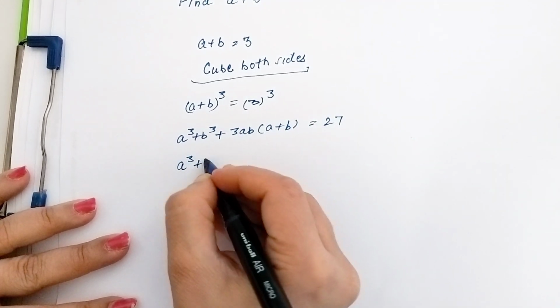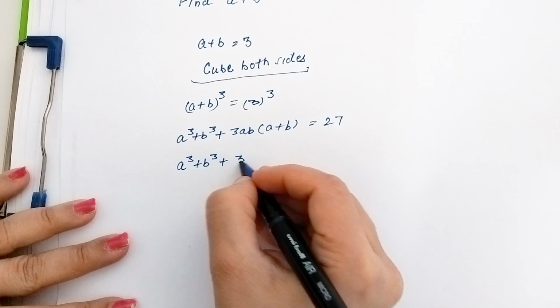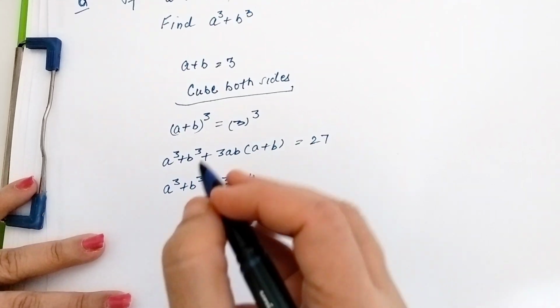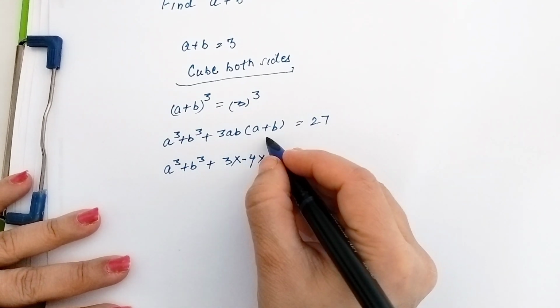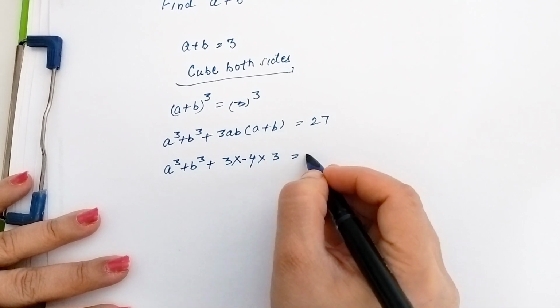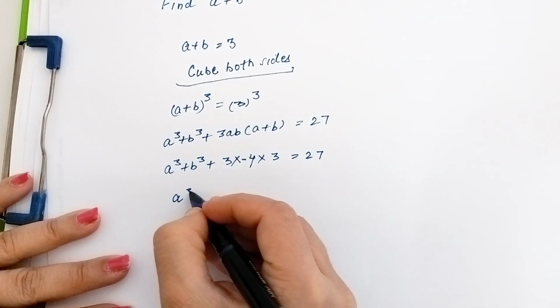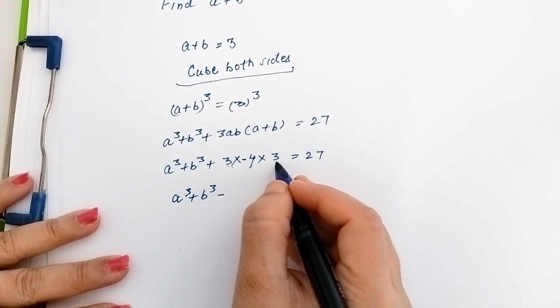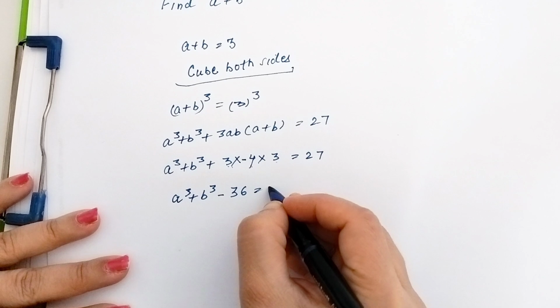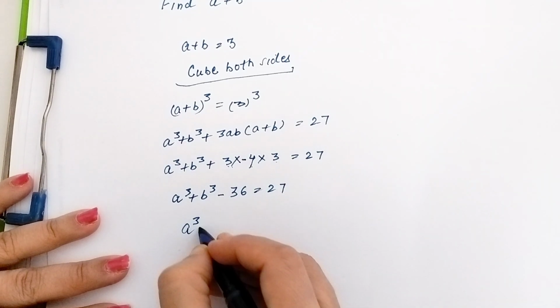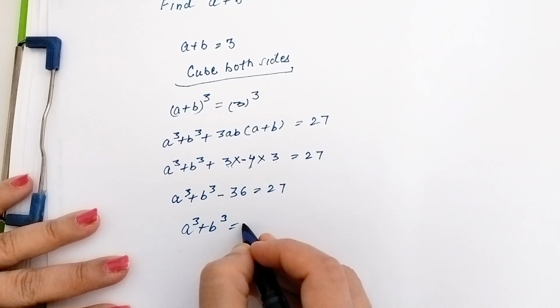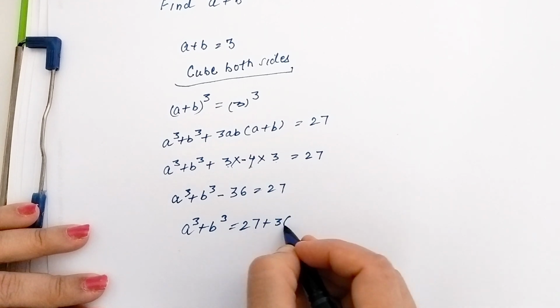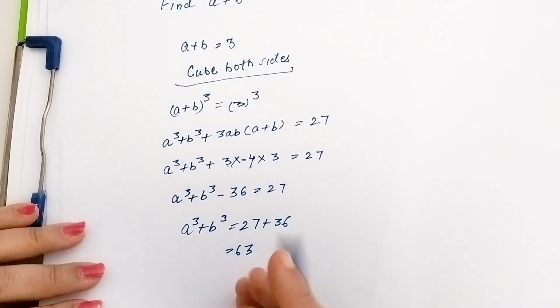And then A cube plus B cube plus 3 times AB, what is the value of AB? It's minus 4. And then what is the value of A plus B? It is 3, is equal to 27. We got A cube plus B cube minus, this is 4 threes is 12, 3 twelves is 36, is equal to 27, and A cube plus B cube is equal to 27 plus 36, that is 63.